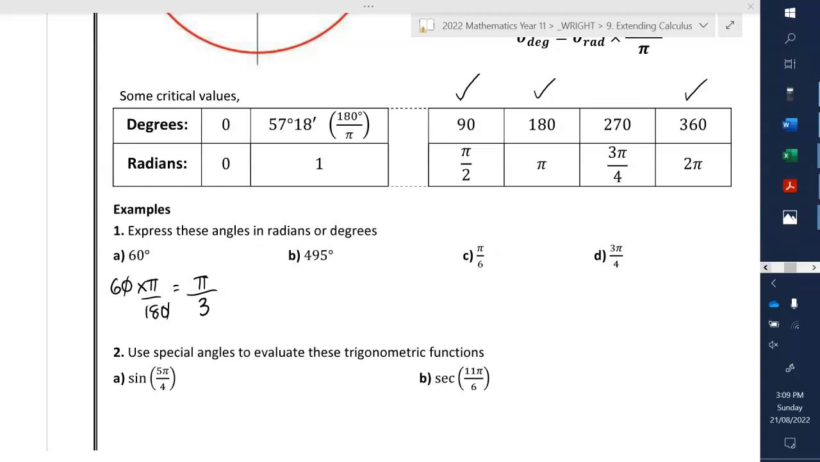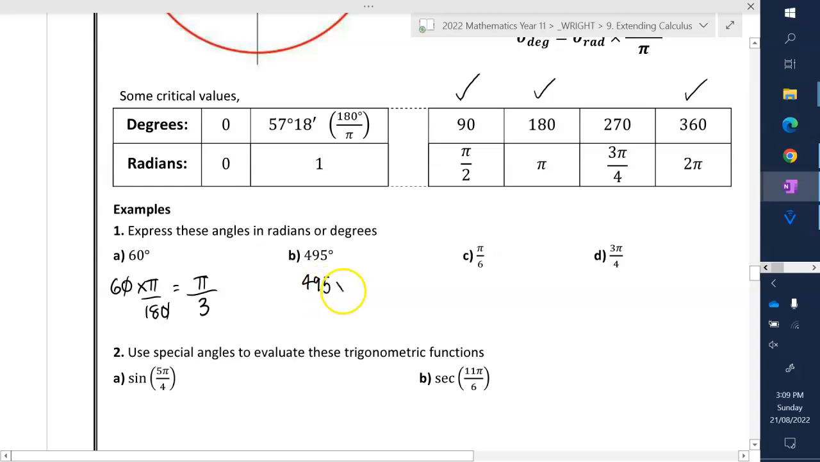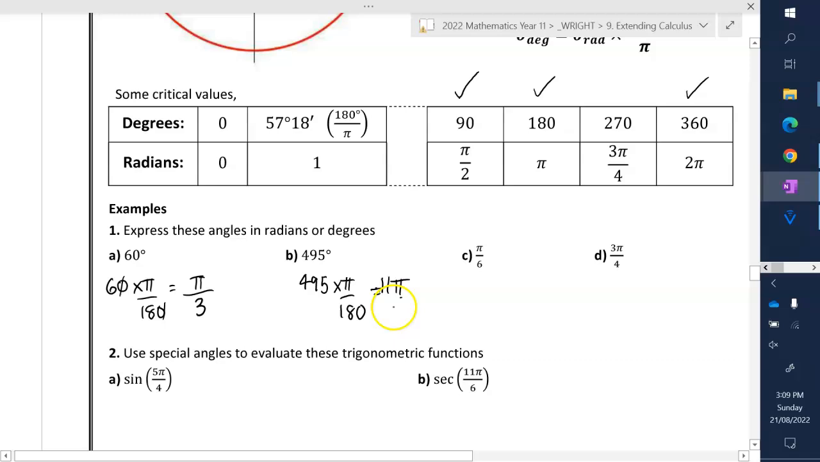Likewise, in B, we want to change 495 into radians. So 495 times pi on 180. My pi is going to stay there. I'm going to put 495 into my calculator over 180, and it's going to give me 11 over 4. So I'm going to have 11 pi over 4. As a rule, we would leave it in this format with the pi in there.